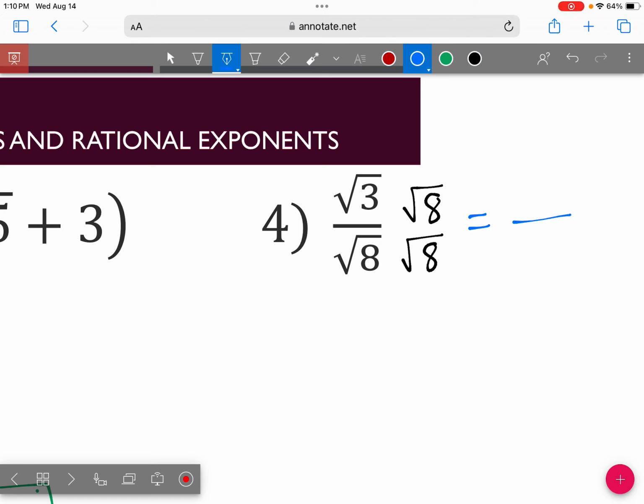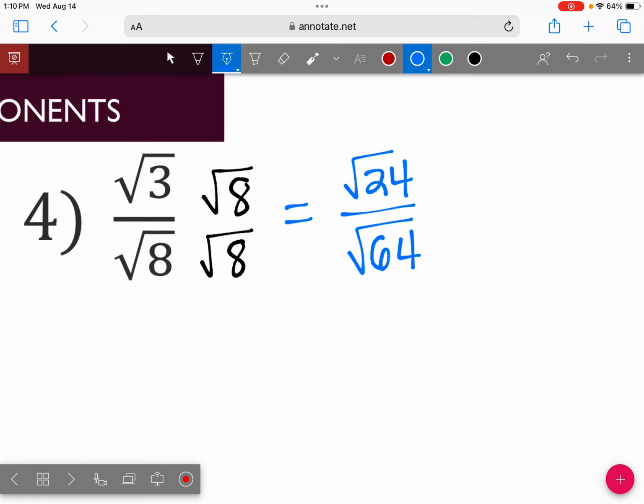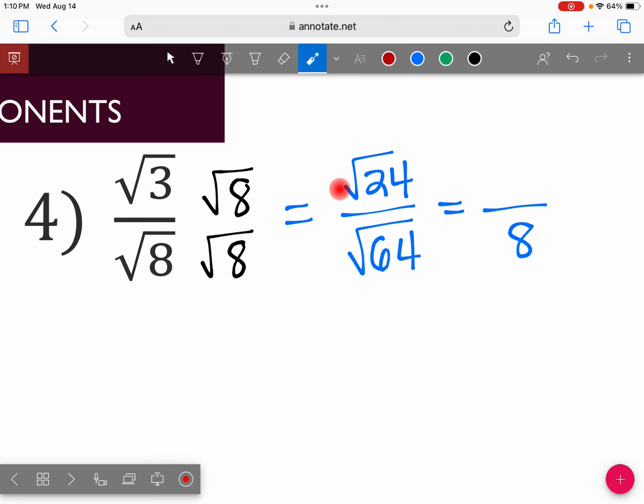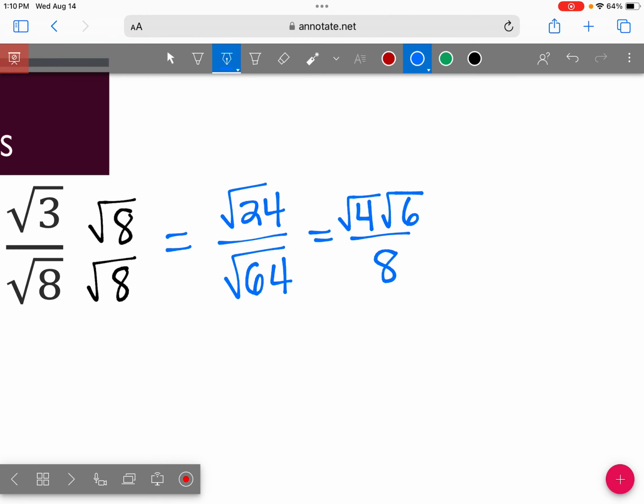So in order to get rid of the square root of 8, I'm going to multiply top and bottom by the square root of 8. Which is going to give you, what is 3 times 8? 24. And then what's 8 times 8? 64. The square root of 64 is 8. So we got rid of our radical. And what's the perfect square that goes into 24? 4 times what? 6. So you get the square root of 4 is 2.